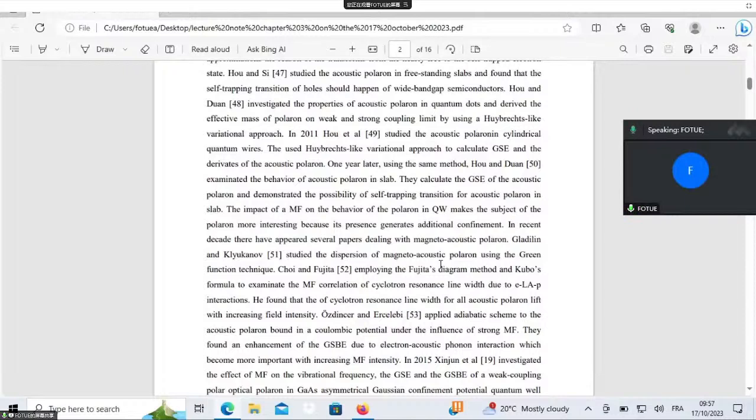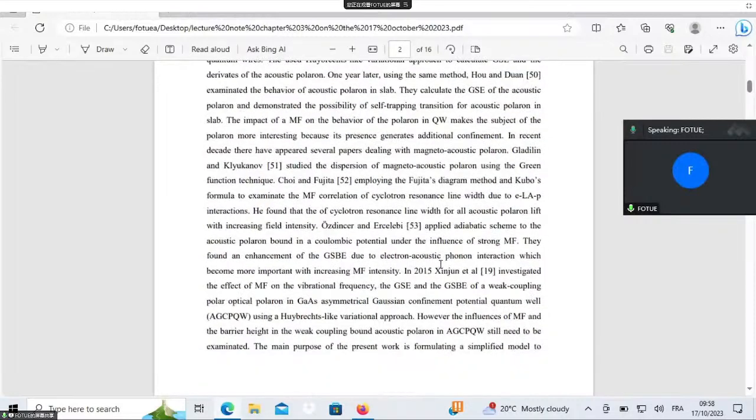Still in the literature, Gardin studied the dispersion of the magneto-acoustic polaron using Green function techniques. So he shows how Green function techniques can be used to study the dispersion of the acoustic polaron subjected to the magnetic field, and Fujita used the Fujita diagram method and the Kubo formula to examine the magnetic field correlation of the cyclotron resonance line with the electron-longitudinal acoustic phonon interaction. He found that the cyclotron resonance line width for the acoustic polaron increased with increased field density, and in the same direction, Sab applied the adiabatic approximation to the acoustic polaron to form a bond with the impurity to see the effect of the magnetic field.